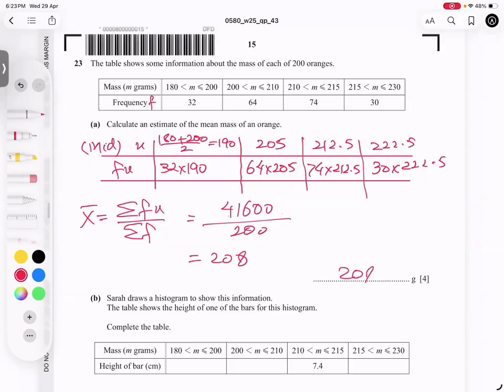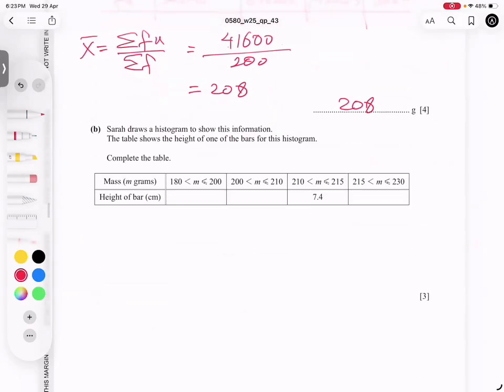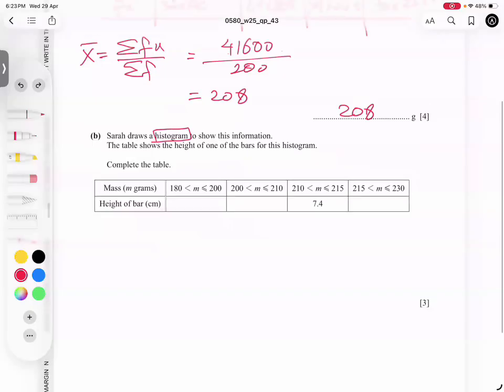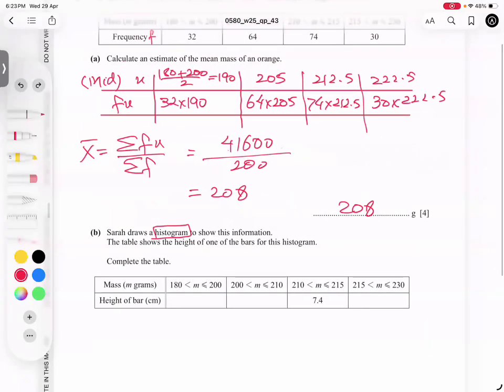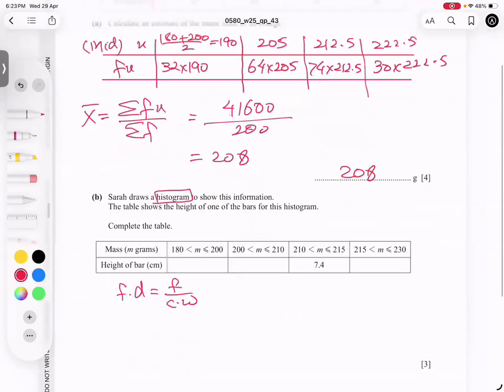This is done. Next part of the question: Sarah draws a histogram. And he has given one column value, one bar value. How to get it now? So first of all, take it. I will check from here. The formula of the histogram is frequency density equals frequency over class width.